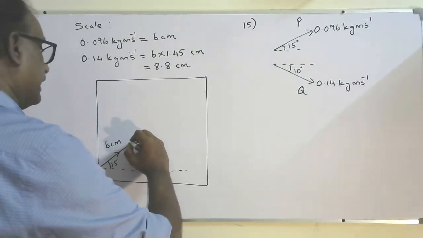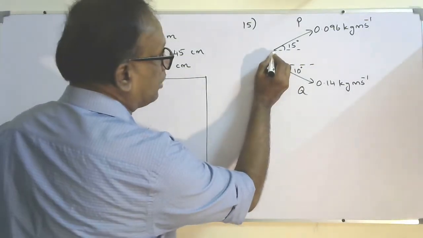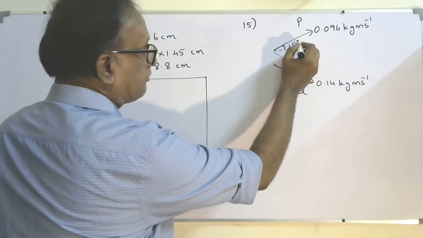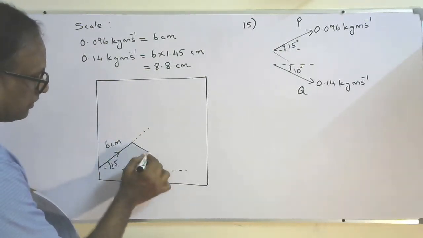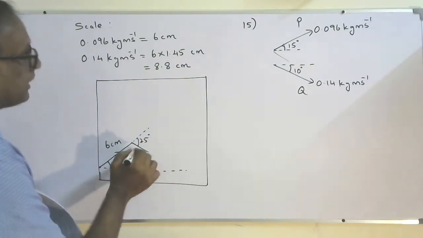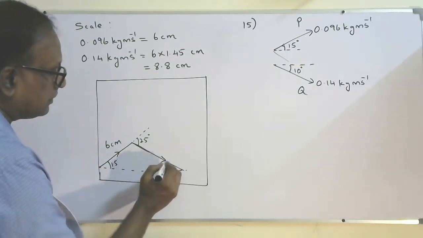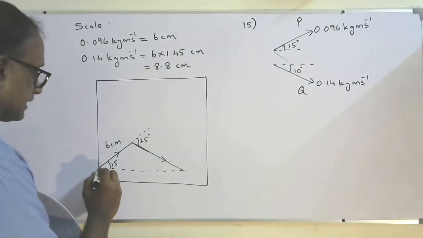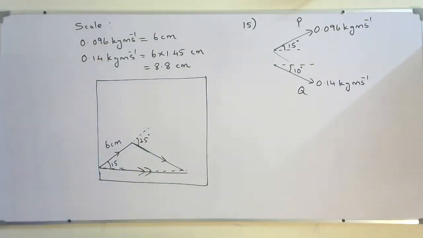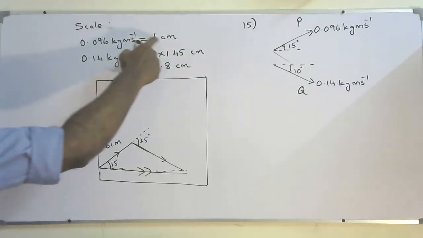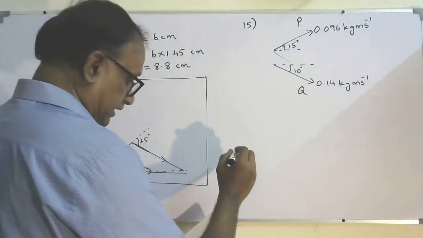Then from that, if we extend this one and take from here 25 degrees, it's going to be 25 degrees, 15 plus 10. So measure from here 25 degrees and draw 8.8 centimeter. It will come to the same horizontal line. So this is the total vector, the total momentum. Measure this length, and use this scale to convert the value. You will get the total momentum.